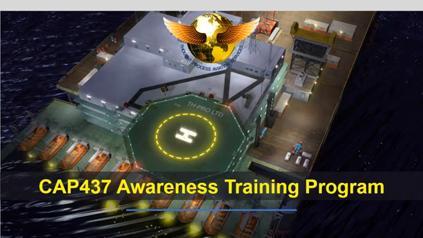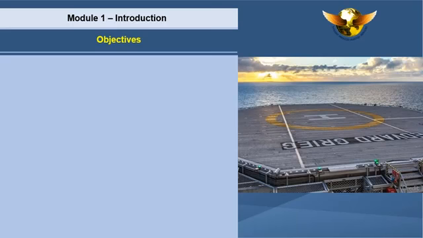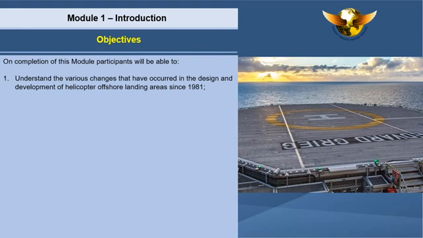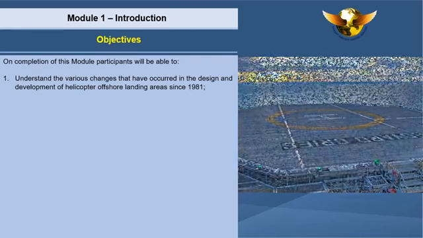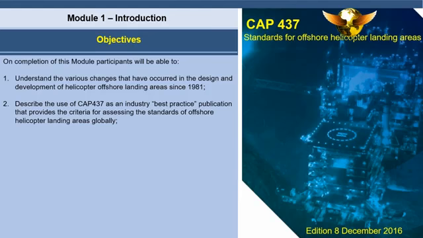CAP 437 Awareness Training Program, Part A. This is Module 1, Introduction. On completion of this module, participants will be able to understand the various changes that have occurred in the design and development of helicopter offshore landing areas since 1981, describe the use of CAP 437 as an industry best practice publication that provides the criteria for assessing the standards of offshore helicopter landing areas globally.